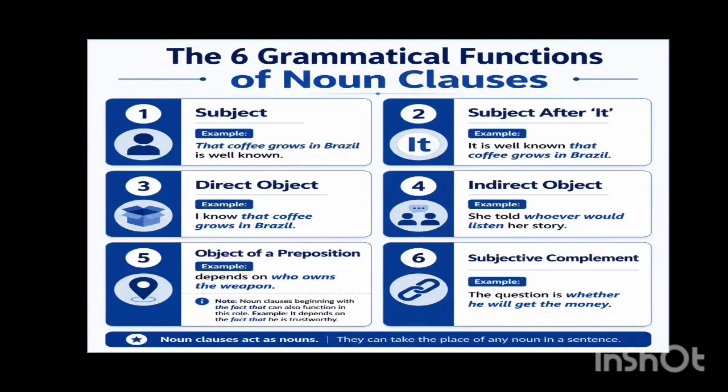And it can become object of a preposition. A noun clause can also follow a preposition, okay? For example, our suspect depends on who owns the murder weapon. We were concerned about whether he would get the money. When a clause is the object of a preposition, use the fact that for statements rather than just that. Okay, this is an important rule. For example, the police are suspicious of the fact that the safe was not locked.